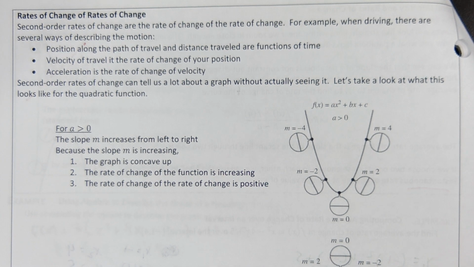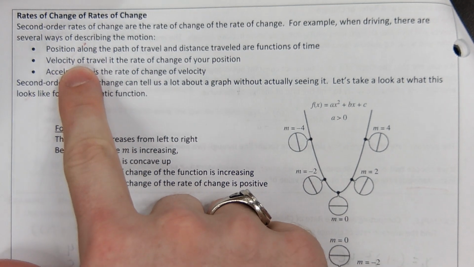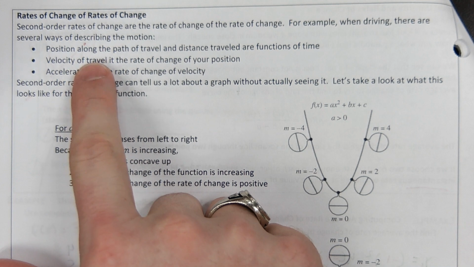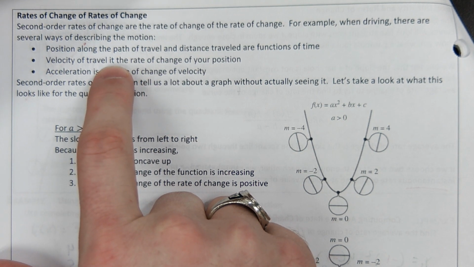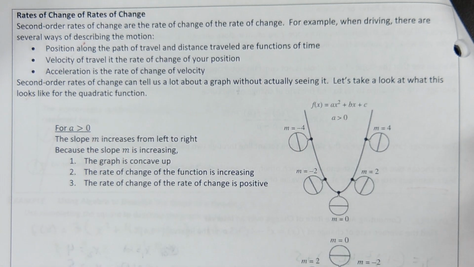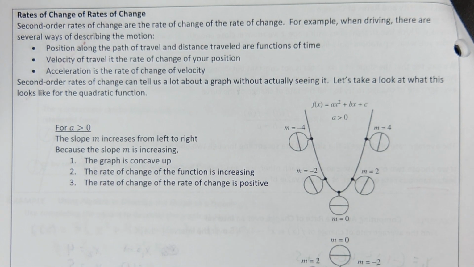You see, this is describing position over time. But hopefully everybody in the room is aware that distance over time is a rate, which is a speed. We could say velocity. So we could also describe the velocity of our travel. Velocity of travel is the rate of change of your position. Speed is how quickly your position is changing. Velocity is speed with direction.